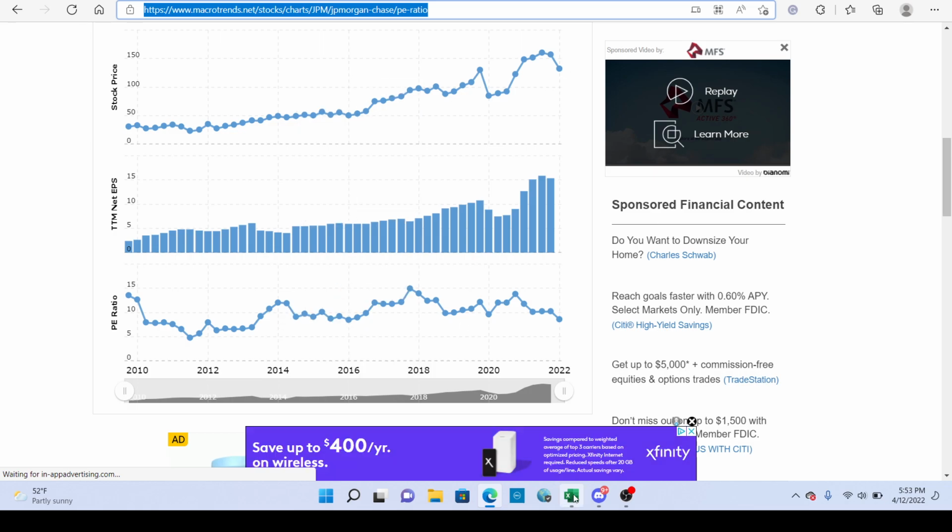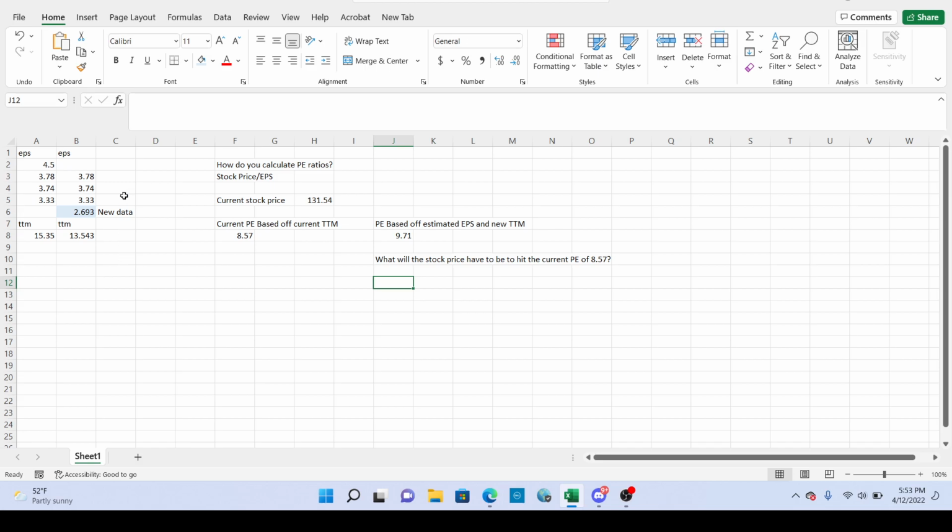So here's an Excel spreadsheet to further talk about this idea. This is right now's trailing 12 months, so we're looking at these four quarters of earnings per share. But this new data right here, this estimated earnings per share for this quarter, is 2.693, and it's replacing this 4.5 from the prior year's quarter.